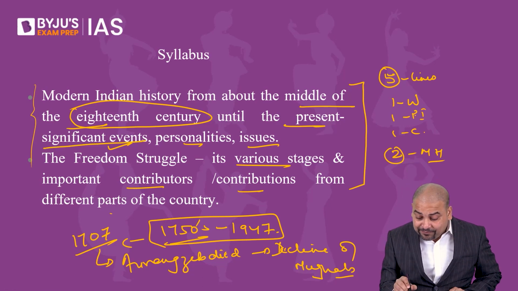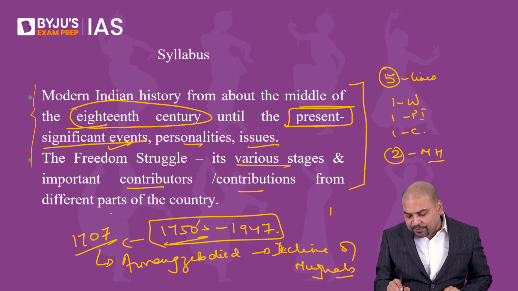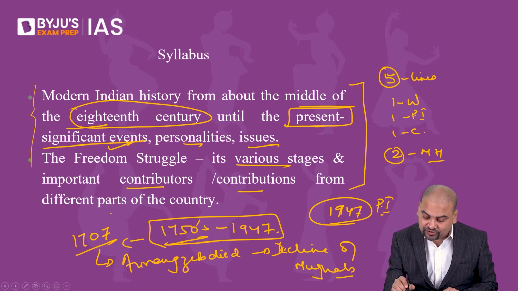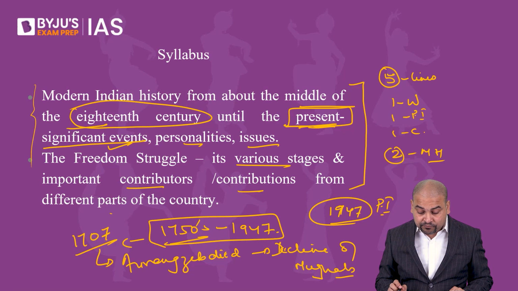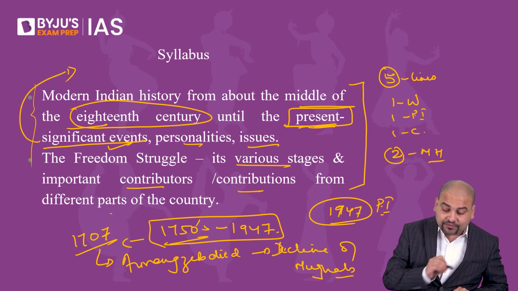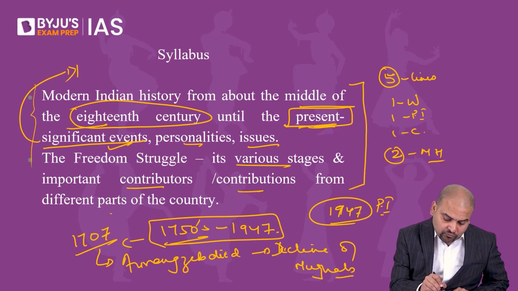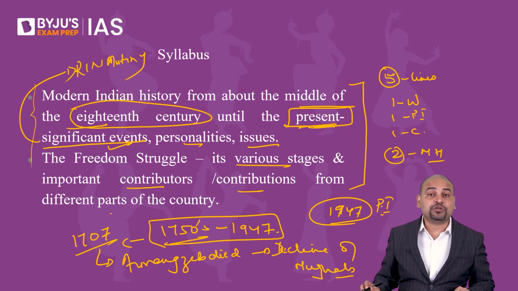Now, it mentions until the present. Please remember, we stop here in 1947 because post 1947 goes into post-independence. So we'll be stopping at 1947 as far as modern is concerned. Now, if you look at significant events, that's the word. One example is the RIN Mutiny. So many times questions have come on the RIN Mutiny.